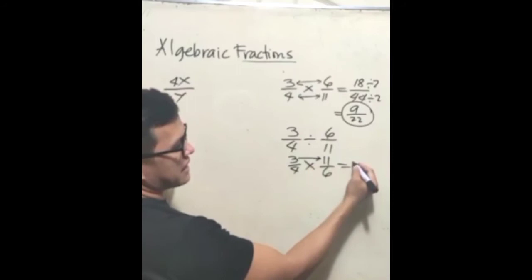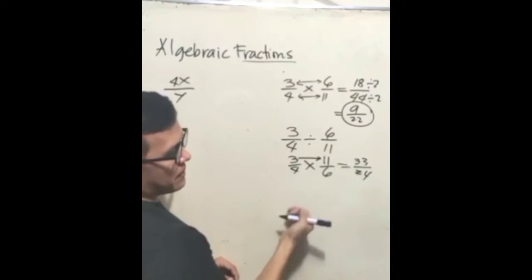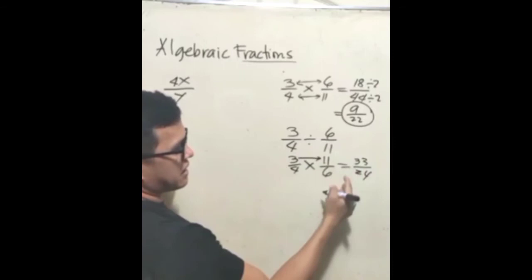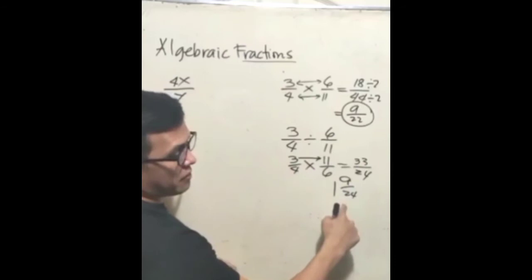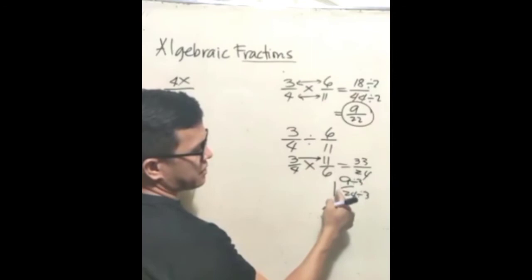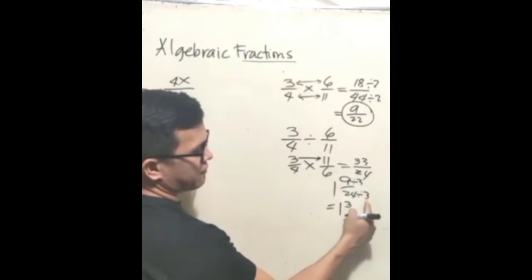3 times 11, that is 33. And then 4 times 6, that is 24. Okay? This is improper. Mas malaki yung numerator sa denominator, so i-divide natin siya. So, 33 divided by 24, 1. Ilan yung remaining? 9, okay? Over 24. May common factor sila si 9 at saka 24, which is 3. I-divide natin sa 3, okay? So, ang sagot dyan is 1. Kopyahin nyo lang ulit. And then, 9 divided by 3 is 3. And then, 24 divided by 3, that is 8. Okay, 1 and 3 over 8 yung sagot natin dyan, okay?